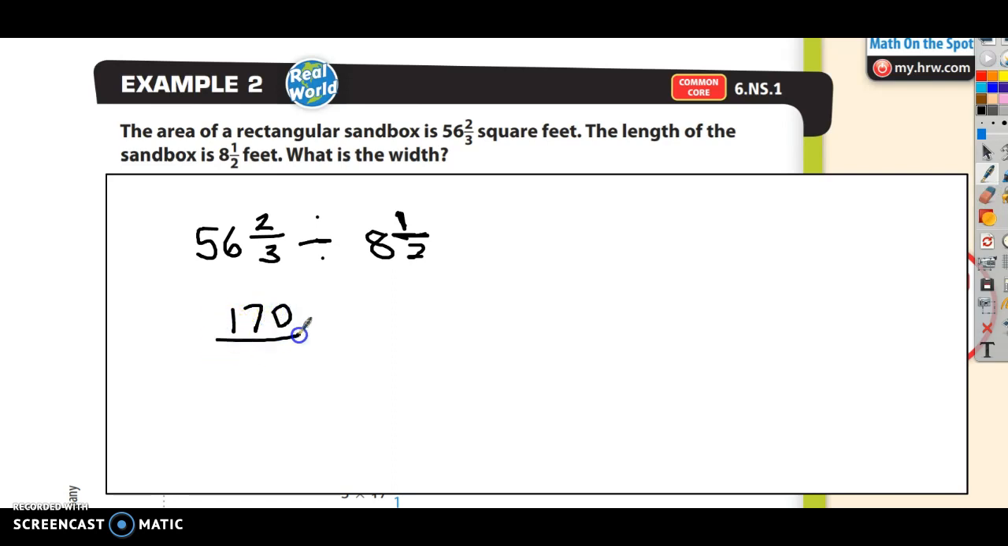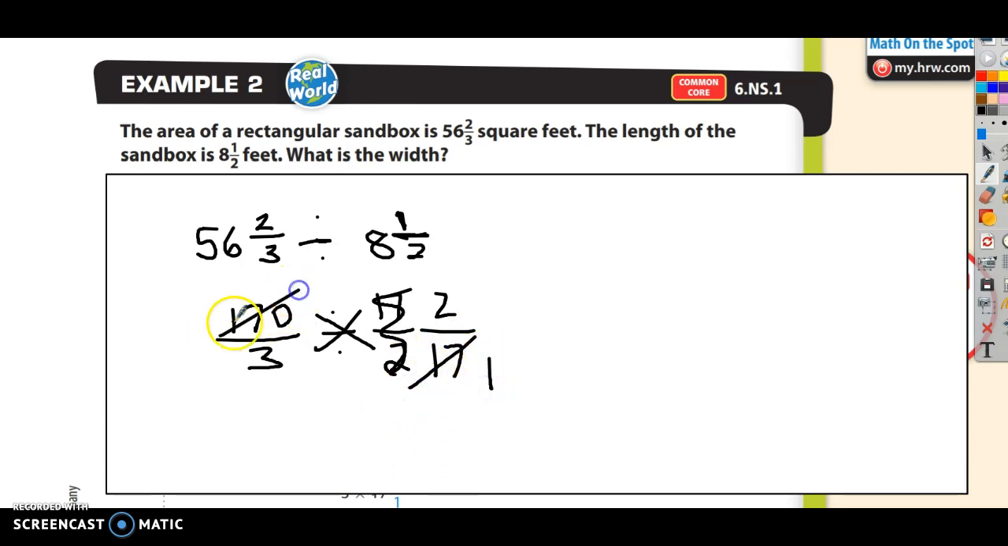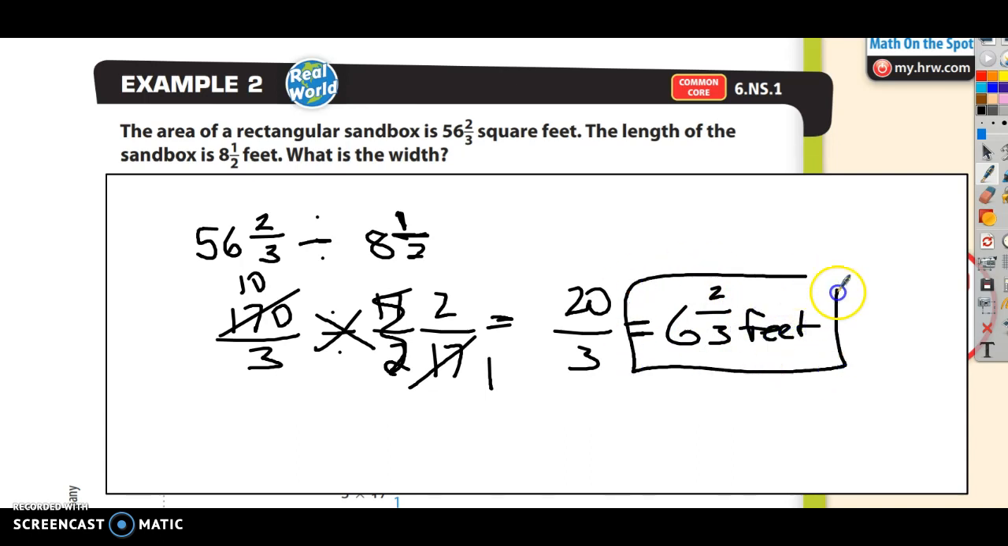So this is 170 over 3. That's going to be divided by 8 times 2 is 16 plus 1 is 17 over 2. And then I can envision ahead that this is going to become simple. Here's why. If I multiply by the reciprocal, I get 2 over 17. And 17 and 170 share a factor. 17 goes into itself once. 17 goes into 170 10 times. I end up with 10 times 2 is 20, over 3 times 1 is 3. 20 divided by 3 is 6, with 2 left over. It's 6 2/3. And then the units are going to be in feet. So the answer is 6 2/3 feet.